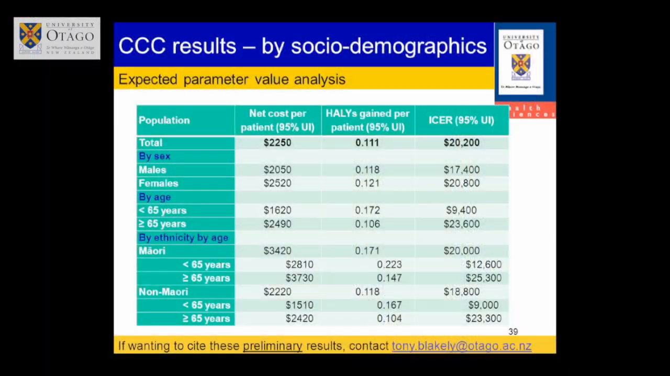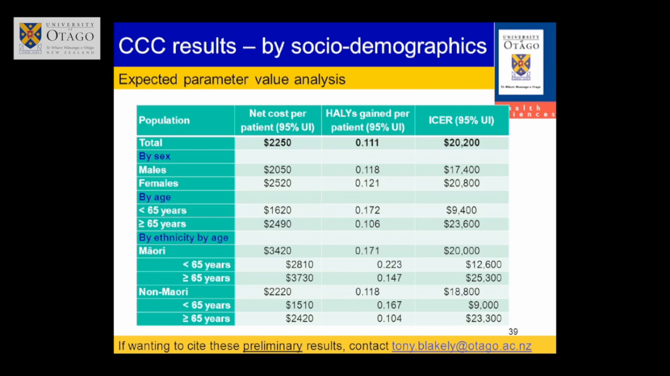Now, that was by age. I'm going to ignore sex because it doesn't vary too much. So there you go, there's the ISA for younger people, the incremental cost effectiveness, the cost per HALY gained, and for older people, so quite different there. And I think when we did it with the uncertainty intervals, the uncertainty intervals didn't overlap, if I remember rightly.